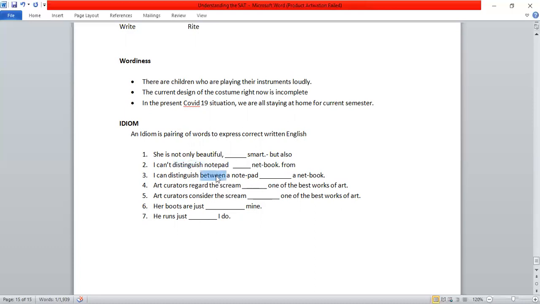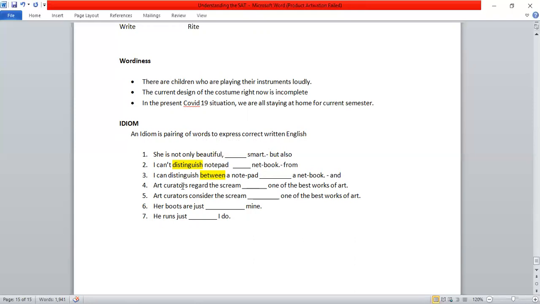But here you see the word is between. So my idiom is not testing me on distinguish at all. I'm talking about between. Between is another idiom. Whenever you see the word between, you use and with it. Between A and B. Distinguish A from B, but between A and B. So in this one, distinguish was tested, but in this one, between is tested.